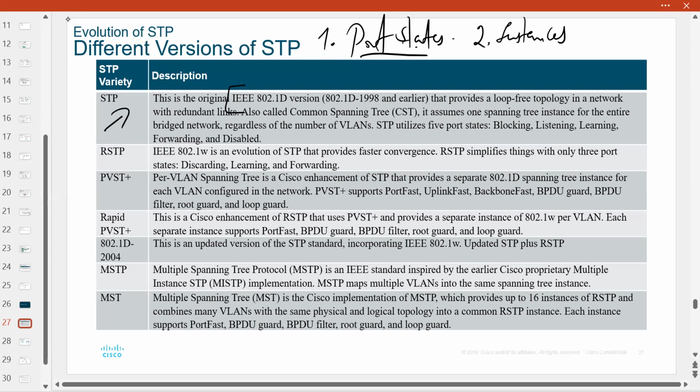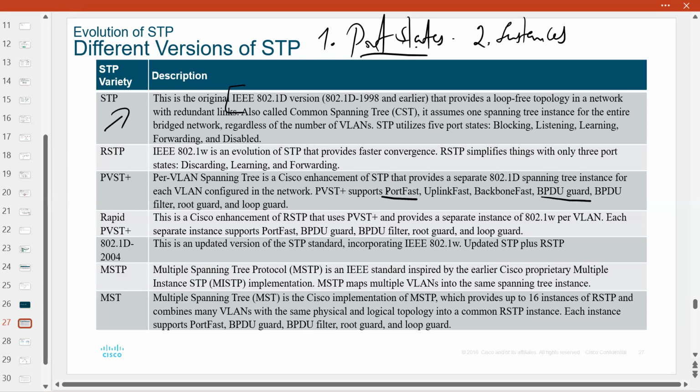PVST plus is an enhancement of STP that provides separate instances for separate VLANs. It also supports PortFast. I think we're going to look at PortFast, and the BPDU guard as well. It offers everything as mentioned above. So PVST plus is just for separate instances, which helps when we have multiple VLANs. We can have a separate root bridge for each VLAN instead of having one root bridge for the whole network.